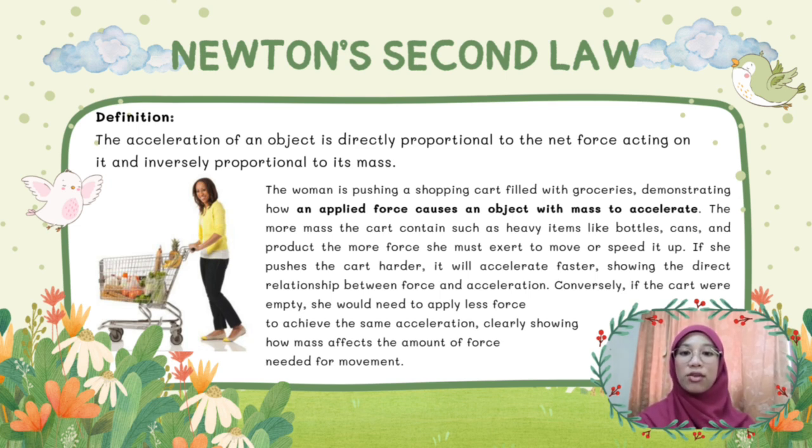The more mass the cart contains, such as heavy items like bottles, cans, and products, the more force she must exert to move or speed it up. If she pushes the cart harder, it will accelerate faster, showing the direct relationship between force and acceleration. Conversely, if the cart were empty, she would need to apply less force to achieve the same acceleration, clearly showing how mass affects the amount of force needed for movement.